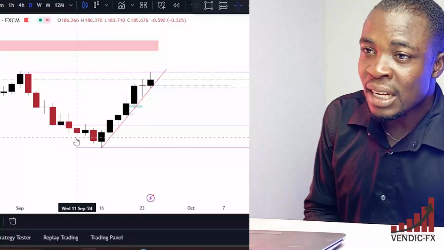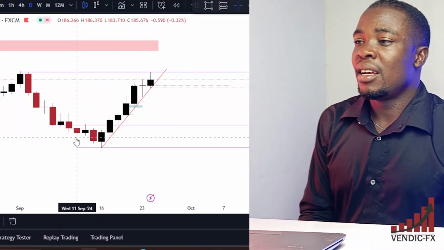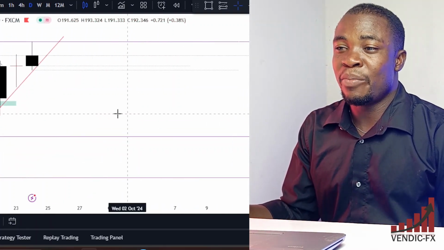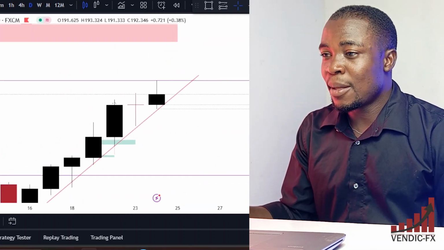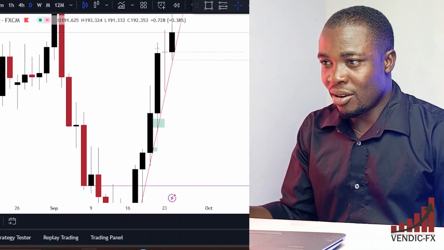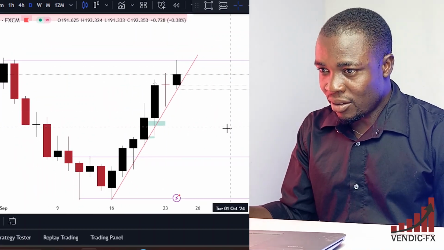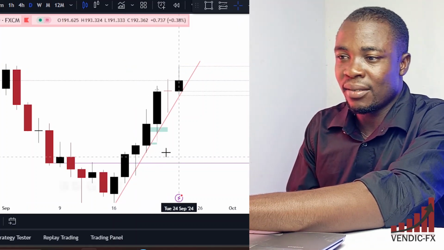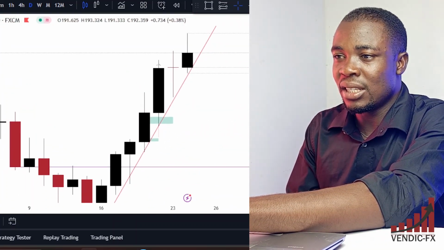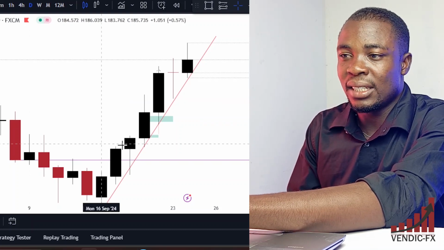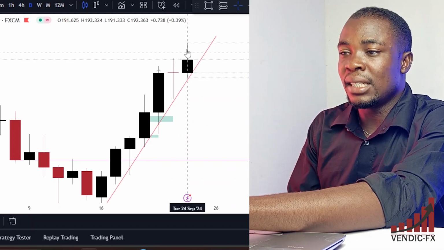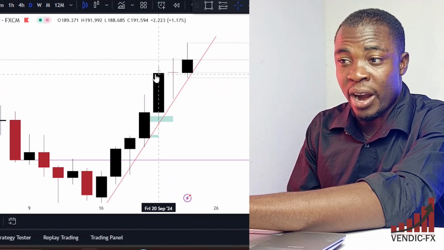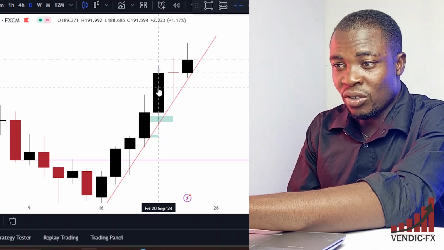This is GBP JPY. It's my favorite pair I trade. This is a daily candle. This is my resistance zone. Let me clear some things. I just want to use this particular one and explain what this is. This is today, this was yesterday, and this was on Friday. This particular candle was on Friday.